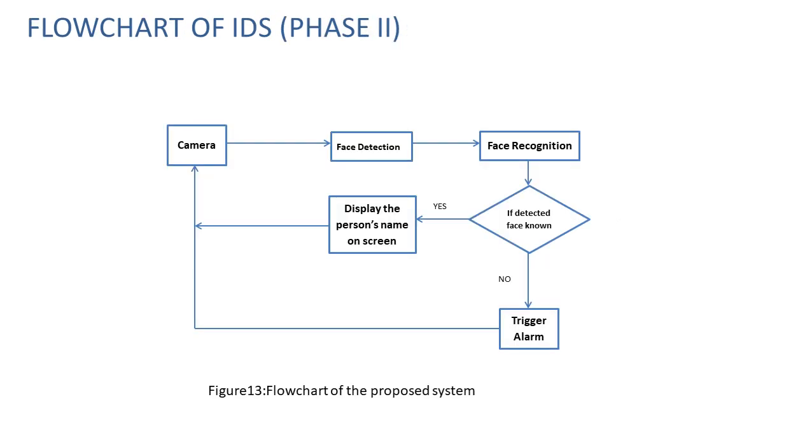And the flowchart of the system. First, the camera pops up, face is detected, face is recognized. If the person is known, and it is matched, then his or her name will be displayed on the screen, and if it is not matched, then the alert will be triggered.